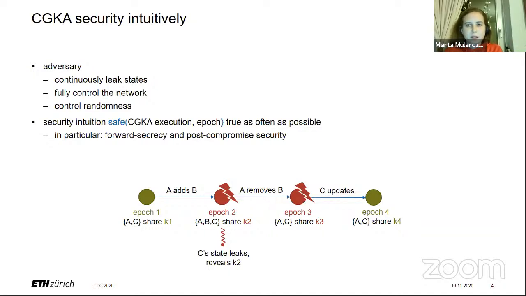Of course, this is asynchronous, so it could be that people send messages unaware of each other. This is an example of that. Now there are two alternative epochs, because Alice decided to add Dave and Cindy updated at the same time, and people from epoch 5 cannot talk to people from epoch 4. This creates what we call a group split. So this is the intuition.